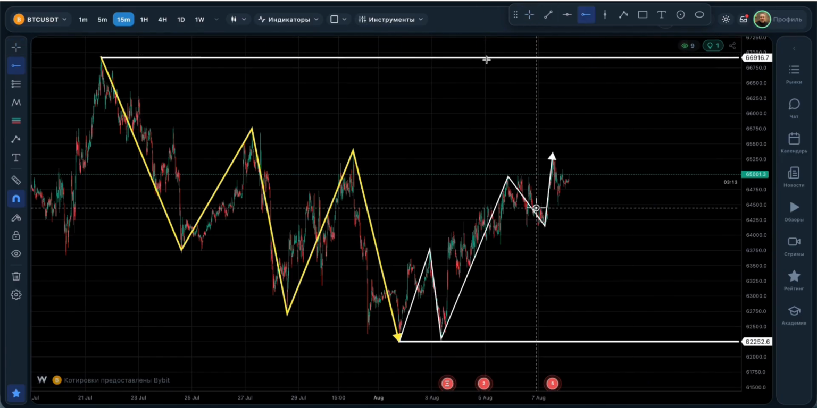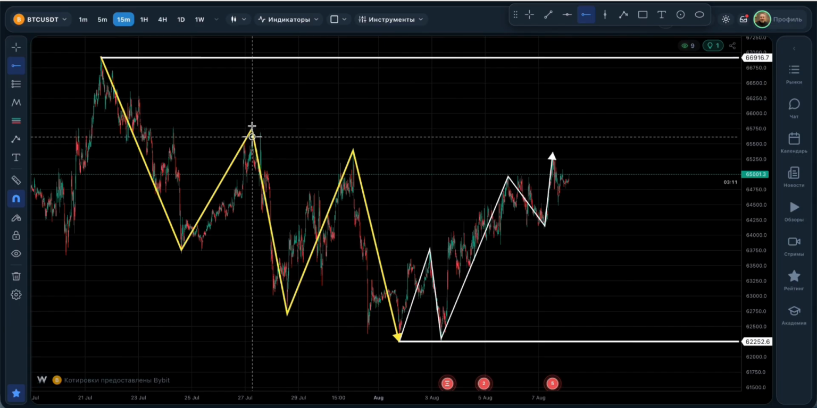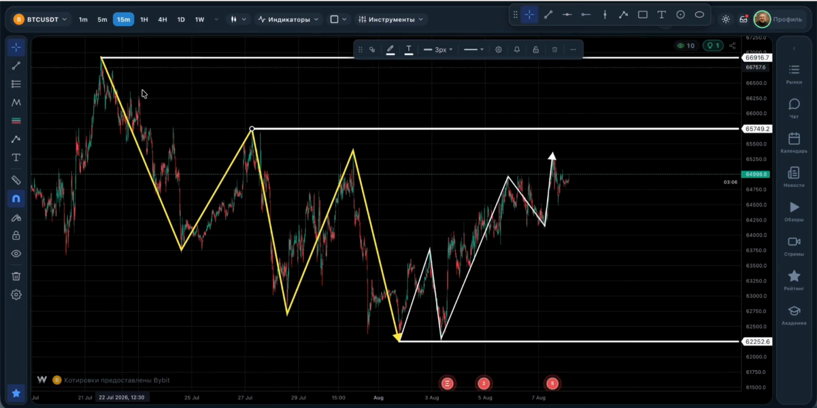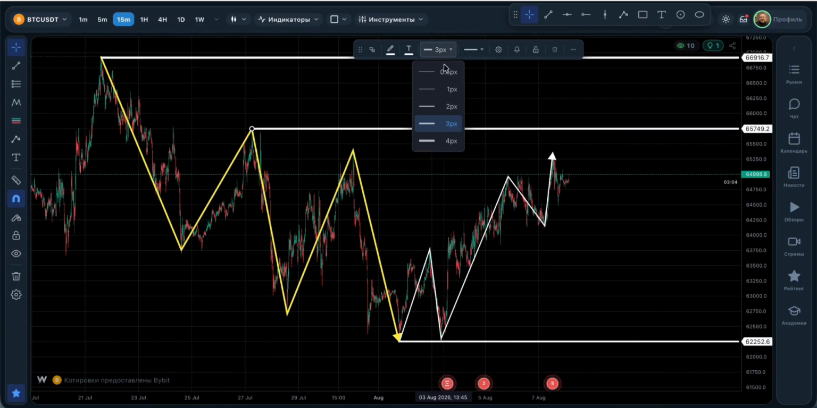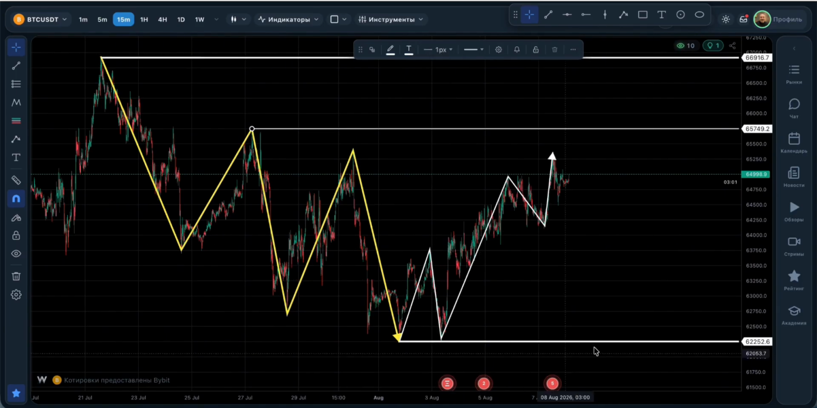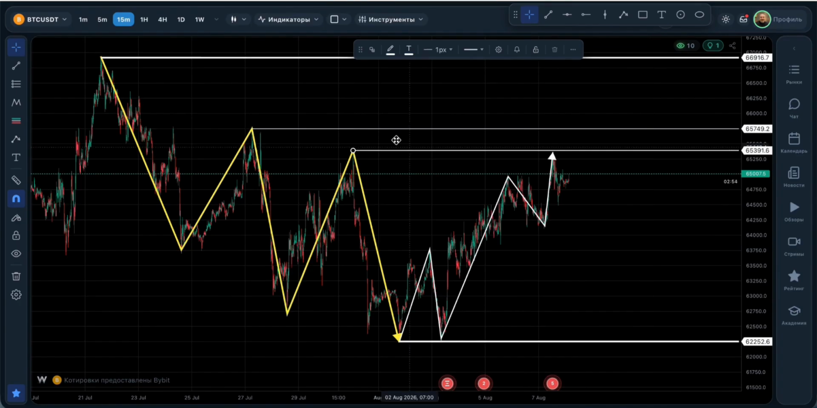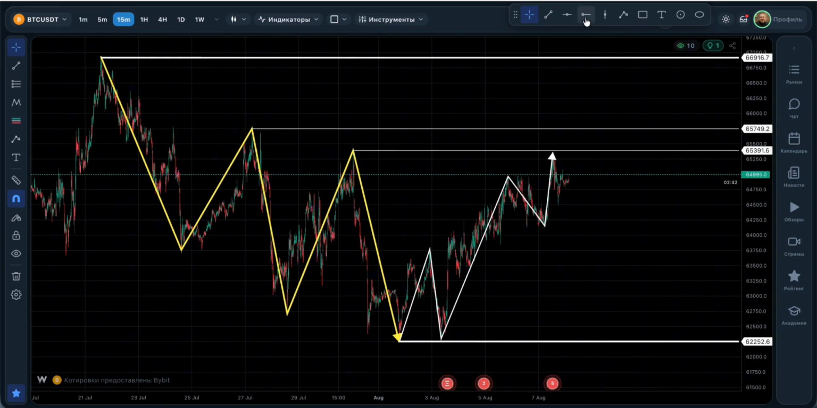Now, let's mark everything else with thinner levels. Local targets. We just marked the beginning of the movement and the end of the movement as the main targets for a possible drop or a possible rise. Let's mark this level here as well. Look, not a single high, 65,391, 65,749, 66,916 has been broken. It's important, very important.